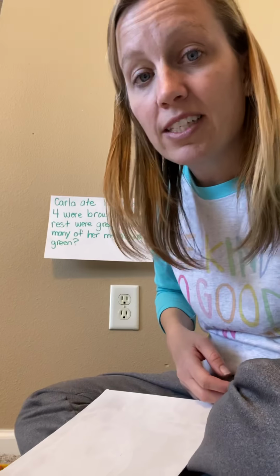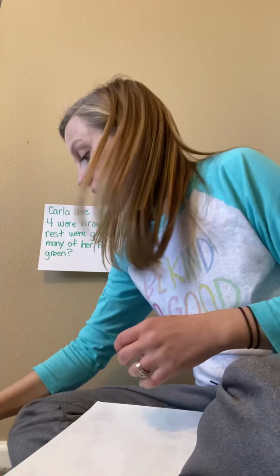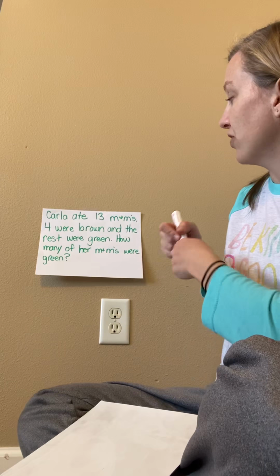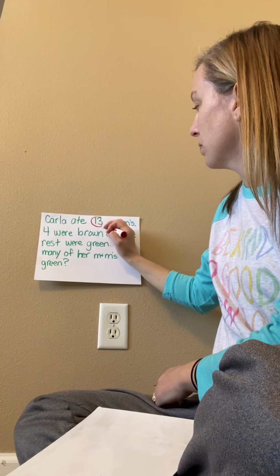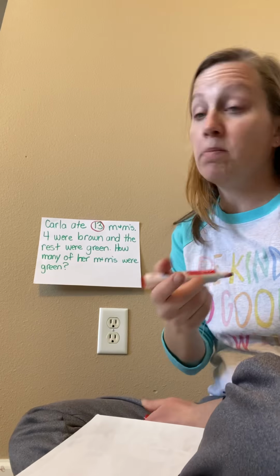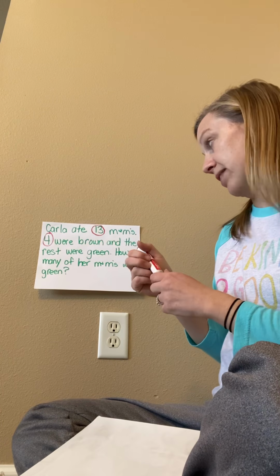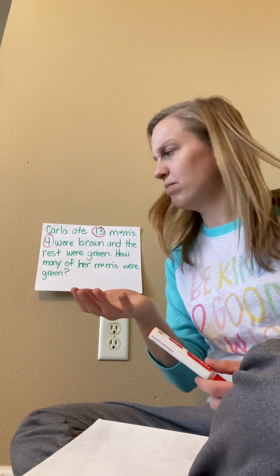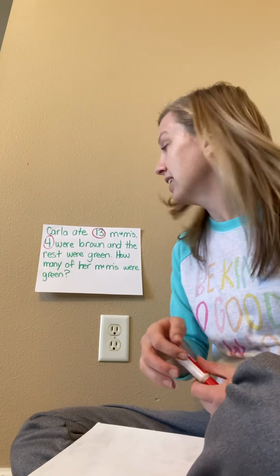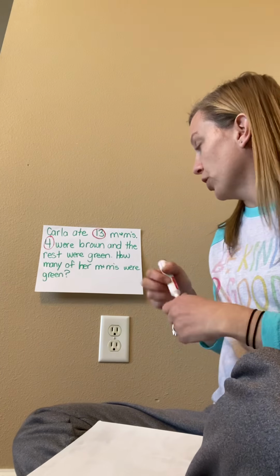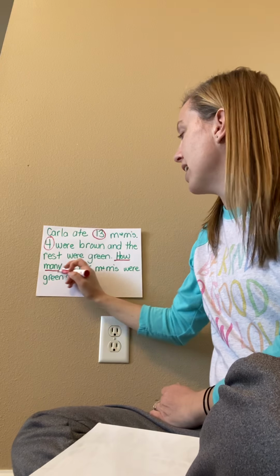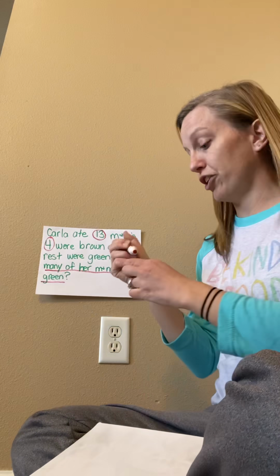Okay, our second read, we're going to be looking at our quantities, and I'll circle them for you. All right, so Carla ate 13 M&Ms. So 13 M&Ms. 4 were brown, and the rest were green. Do I know how many are green? Not yet. How many of her M&Ms were green? There's my question.